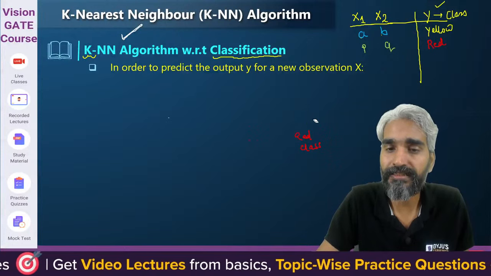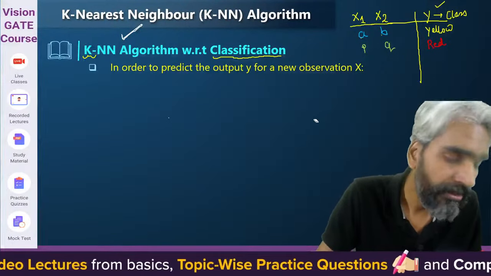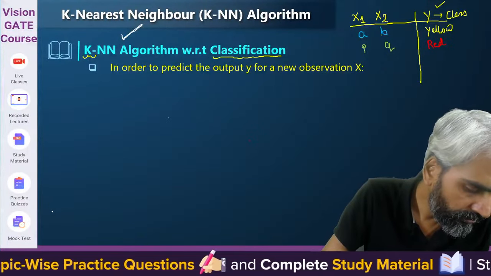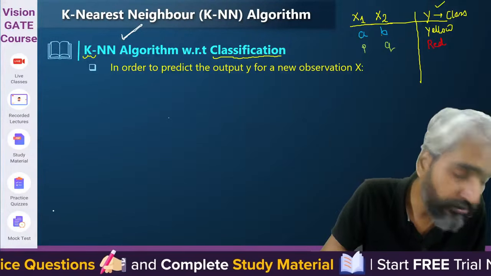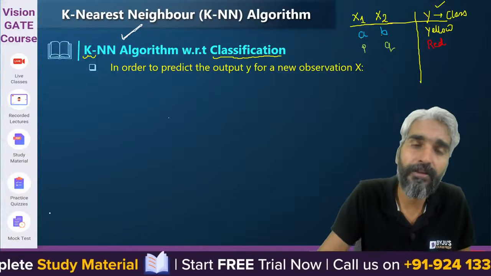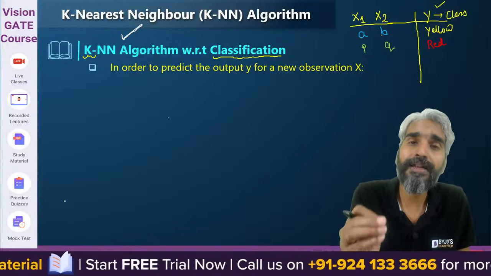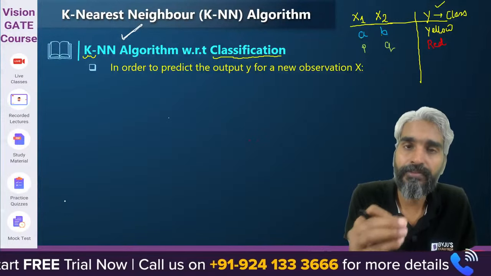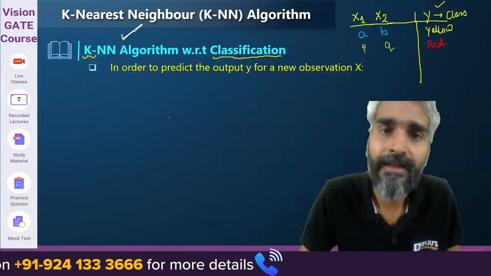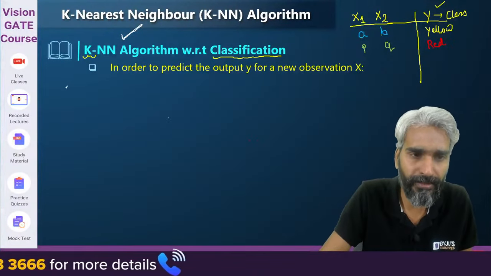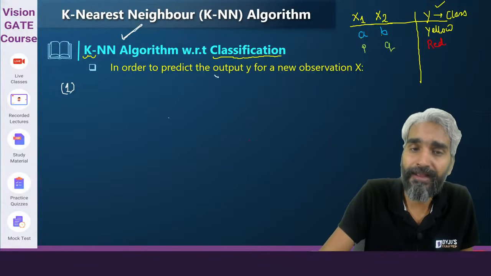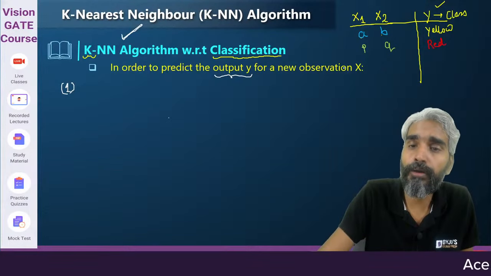So sir, every new input will fall in the red class? No, no. Whatever the value of x1 and x2, we will eventually try to identify the distance of that new point from every other member. It will be clear when I specify this complete algorithm here. So please try to understand: in order to predict the output y for a new observation x, what will we do?